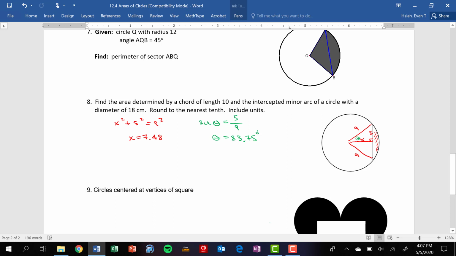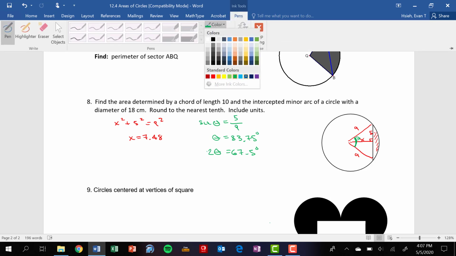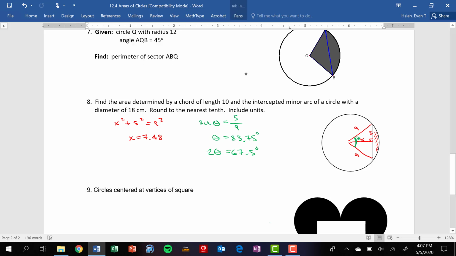And so I know that the central angle, this entire angle right here, is what we actually need to measure to find the measure of the arc. That's just 2 times theta, or 67.5 degrees. And now we're ready to go after what we're looking for, which is the area of the segment, which is just going to be the area of the sector minus the area of the triangle.